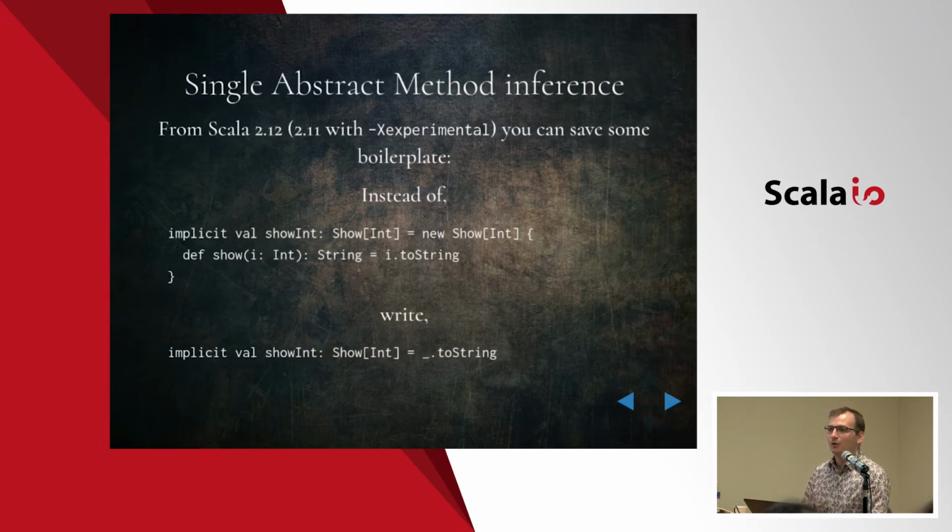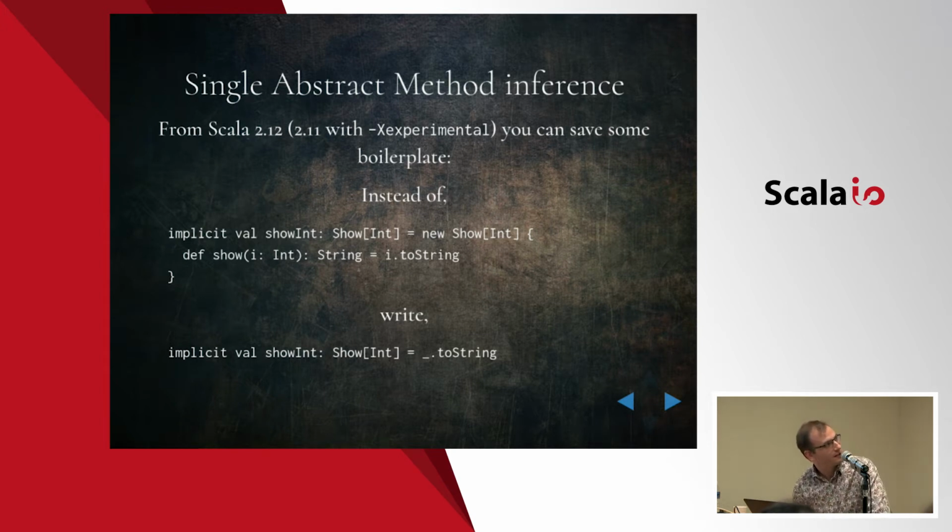Is anyone here familiar with single abstract method inference in Scala? Put your hands up. And hands up if you don't. Okay, so it's about half and half. If nothing else in this talk, I would like to teach you this somewhat orthogonal feature of Scala in one slide. This is a very convenient way of avoiding boilerplate from Scala 2.12 onwards. It's available in 2.11 with a flag.